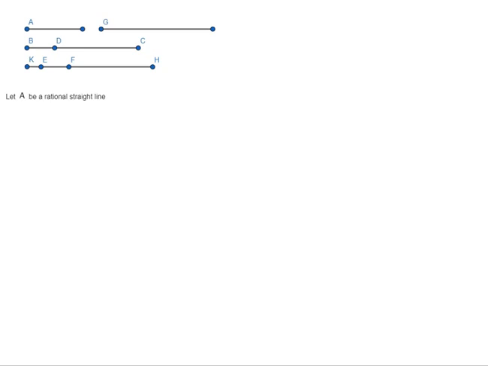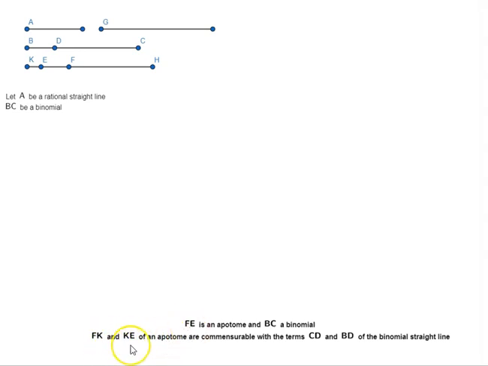So let's see how we can prove that. Let A be a rational straight line, BC be a binomial. What the proposition is saying is that if we apply the square on A to BC, then a breadth is produced, that is FE is an apotome and BC a binomial. So FE is the breadth that is produced by applying square on A to BC, and the terms of FE, that is FK and KE, are commensurable with the terms of CD and BD of BC. And not only that, they are in the same ratio and it has the same order as BC.